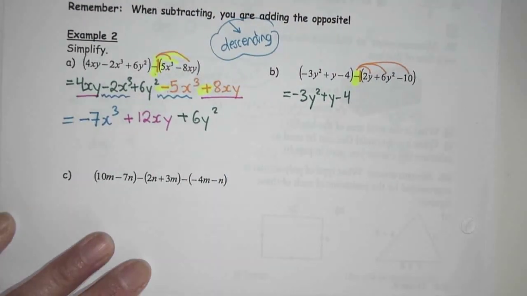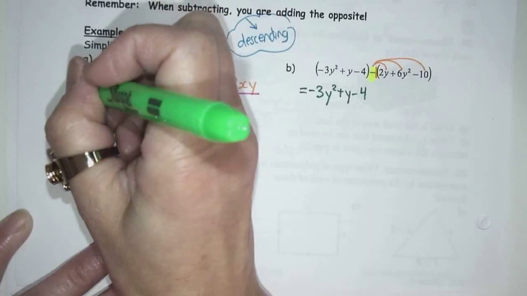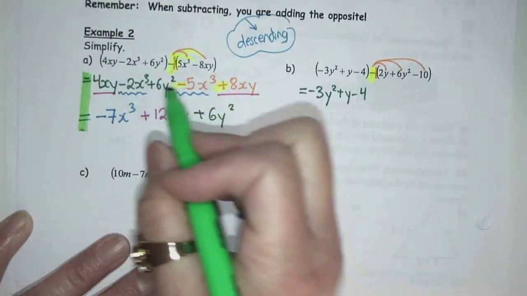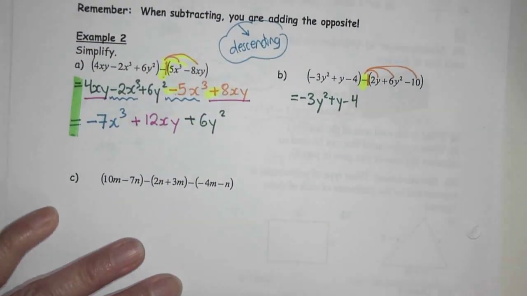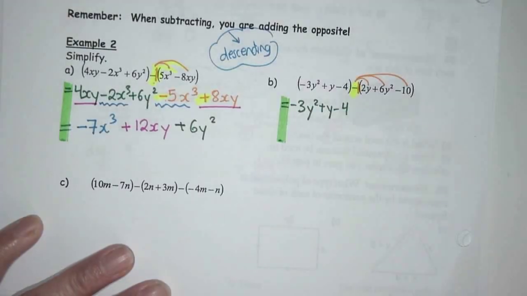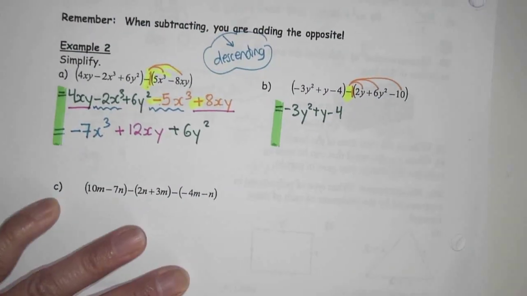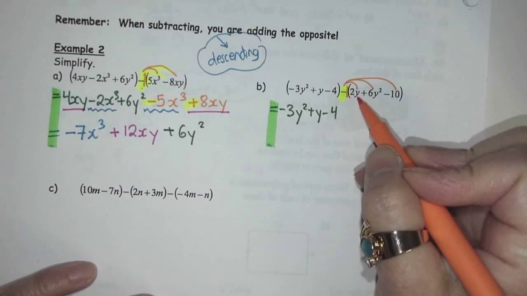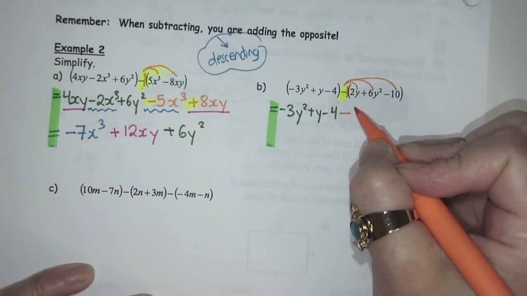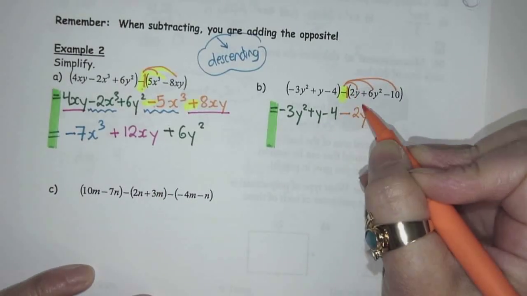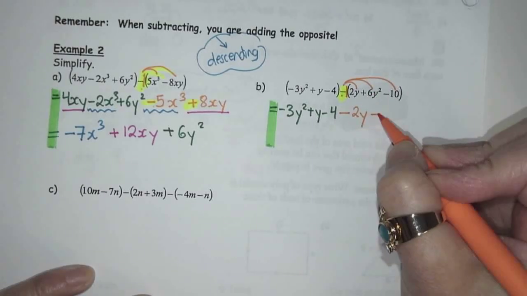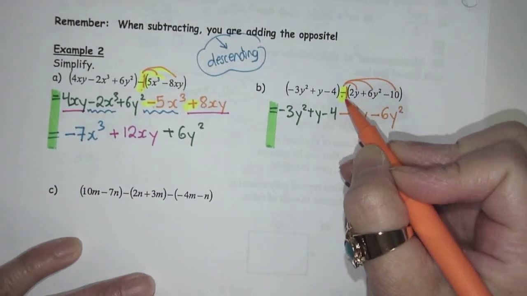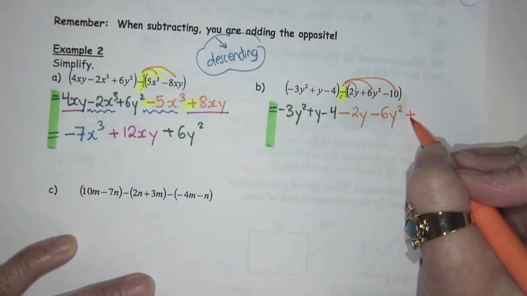Oh, and what was I going to ask you to do? Can you make sure you remembered your equal sign? Sometimes you're worried so much about all this collecting and everything, you forget to put the equals down. So here, remember to put your equals down. And then here, when we multiply the negative in, or the negative 1 in, it makes it negative 2y, negative times a positive makes it negative 6y squared, and a negative times a negative makes it plus 10.